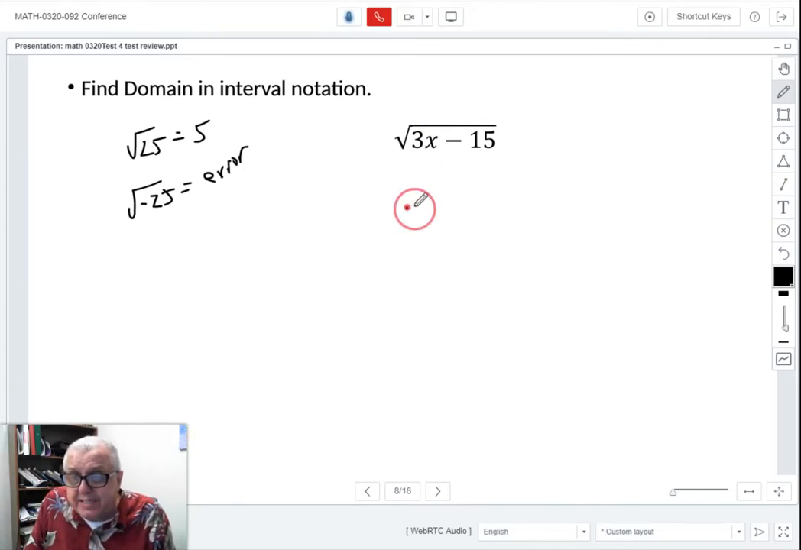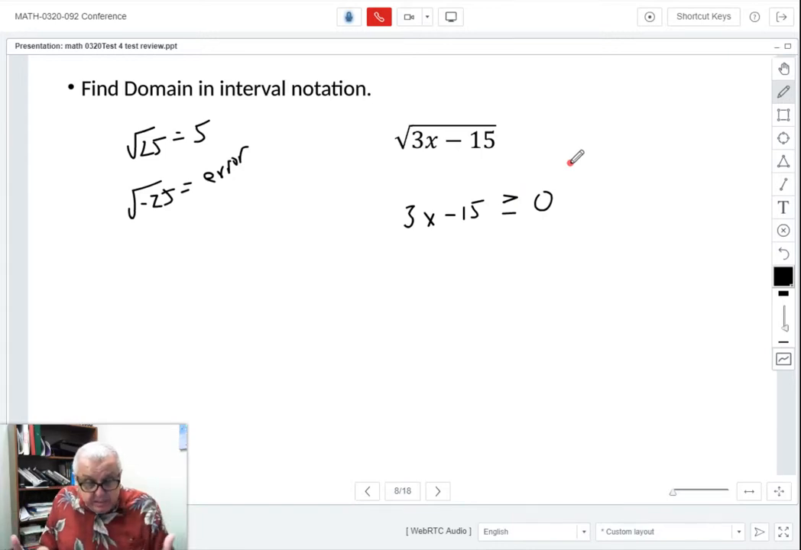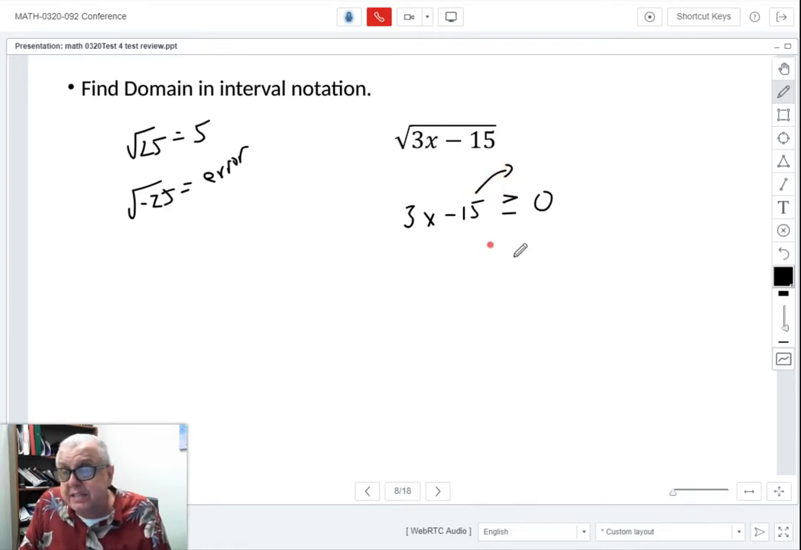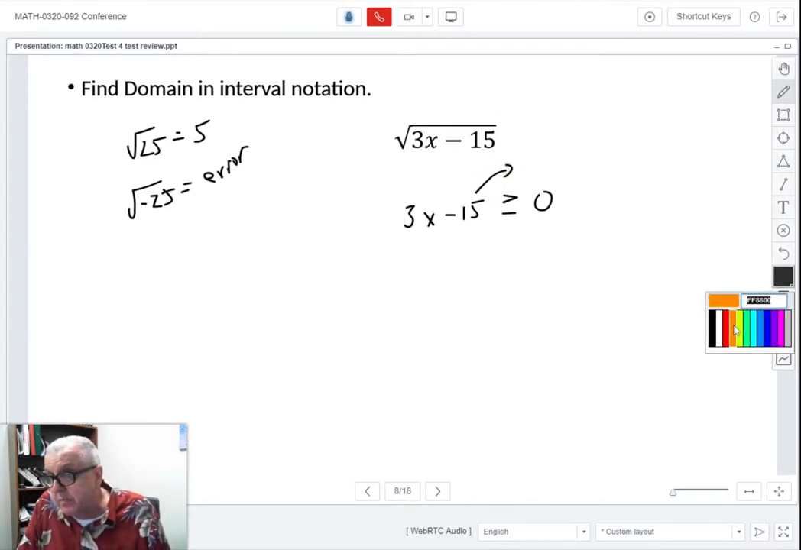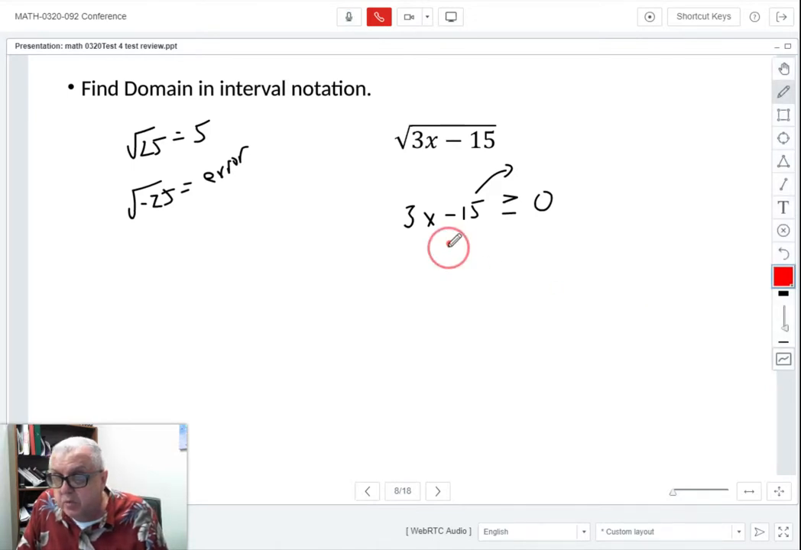One way of writing this is saying the inside, whatever is on the inside, has to be greater than or equal to 0. That's equal to 0 or positive. Greater than 0 are all positive numbers. So when I solve for x, I get the 15 to the other side. It's a minus 15. I'm going to add 15 to both sides.